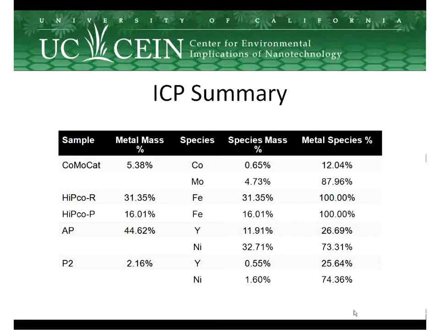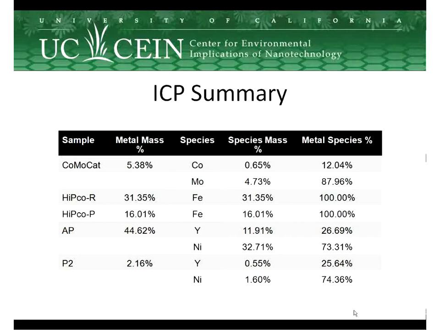So based on that, that's why we get these properties in terms of the metals that they come with. The CoMoCat that we have has cobalt and molybdenum. This one is already as is, so we don't have any more purification. And it's about 5%, 5.38% metal. And so that's something to consider in terms of what may be some of the toxicological implications.